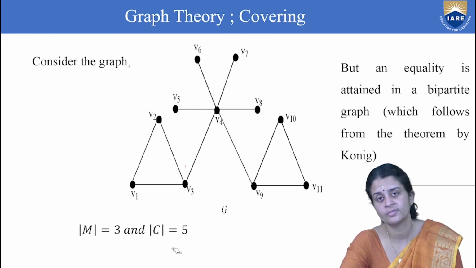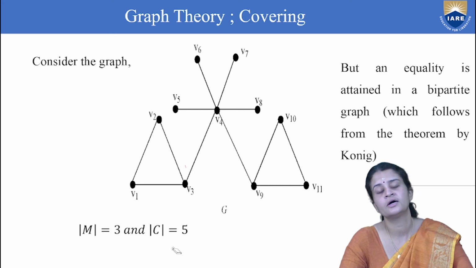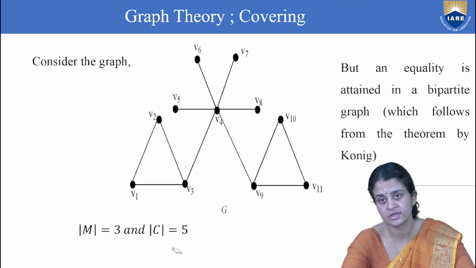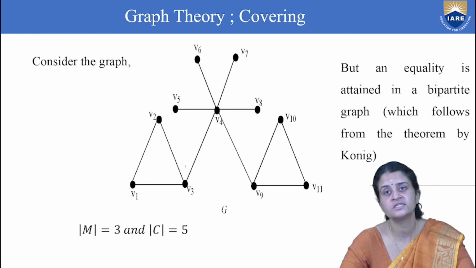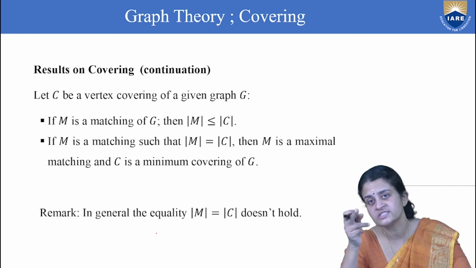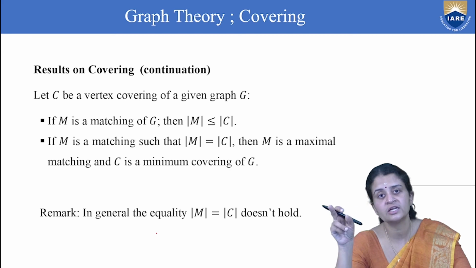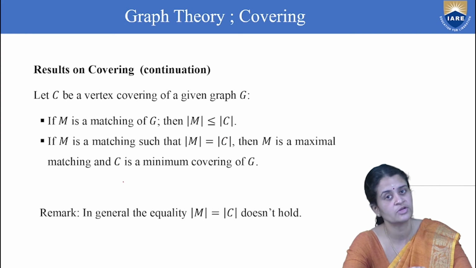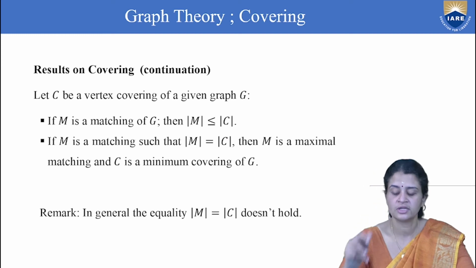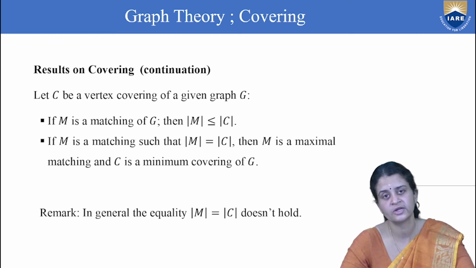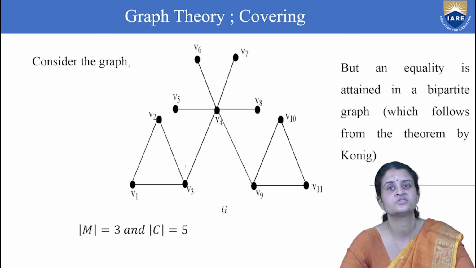So in general cases, M is the maximal matching and C is the minimum vertex covering. Here we have seen that in some cases, if M is a matching such that the cardinality of M equals the cardinality of C, then M is a maximal matching and C is a minimum covering. In general graphs, it is not possible. It happens only with some particular kinds of graphs. We will see those results.